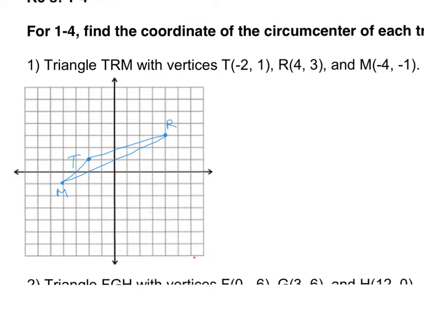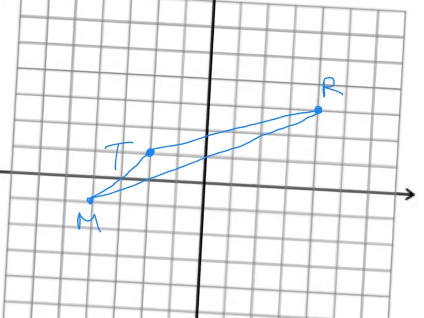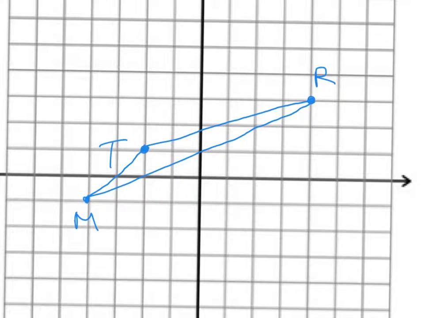I'm going to zoom in on my triangle a little bit. I know that to find the circumcenter, I have to draw in the lines that are perpendicular bisectors to the sides of the triangle. So I'm going to look and see if any midpoints jump out at me. And looking at TM, this point right here is clearly a midpoint. Okay. If that's hard for you to see, you can also use the midpoint formula.